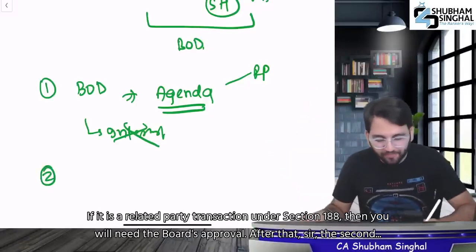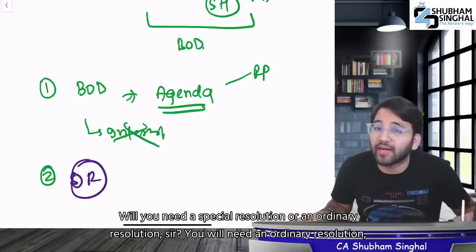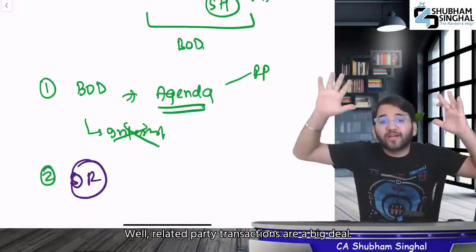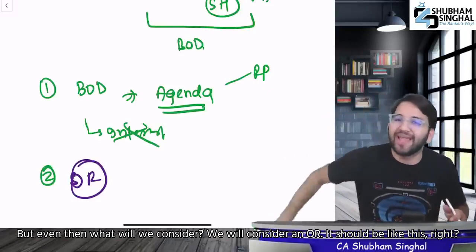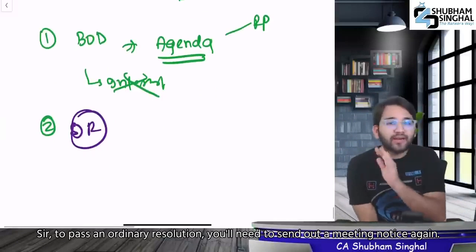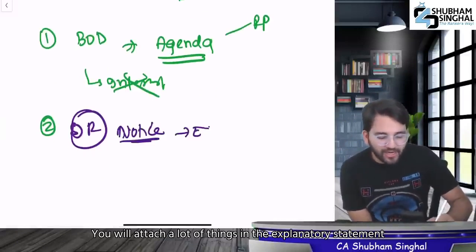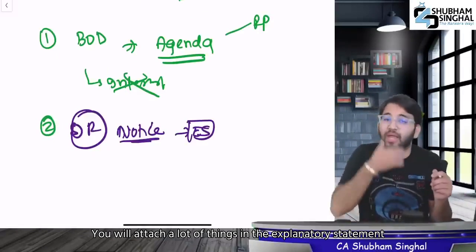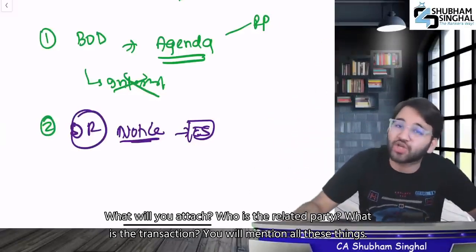And after that, second, will OR apply or will SR apply? An ordinary resolution will apply. Although related party transactions are a big deal, even then we'll consider applying OR, not SR. To pass an ordinary resolution, you'll need to send out a meeting notice again. You will attach a lot of things in the explanatory statement. You'll attach like who is the related party, what is the transaction. You will mention all these things.